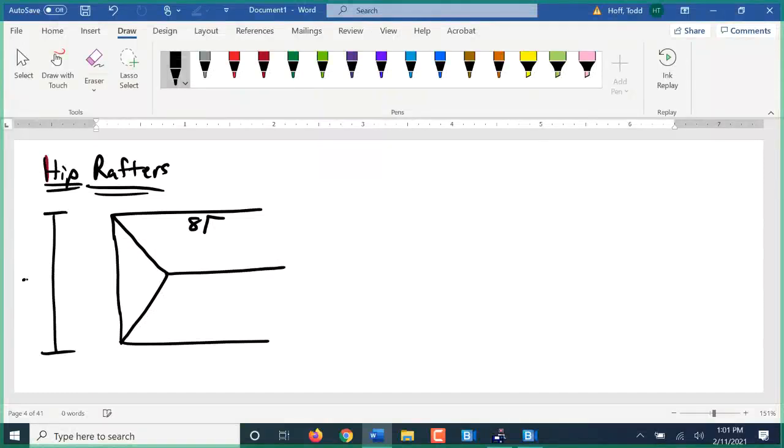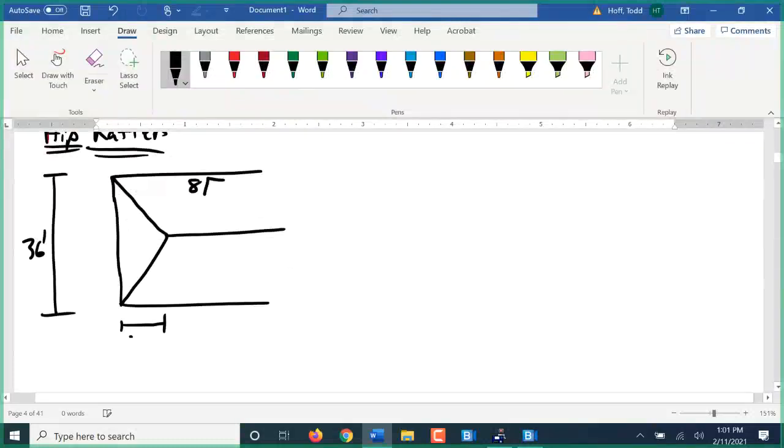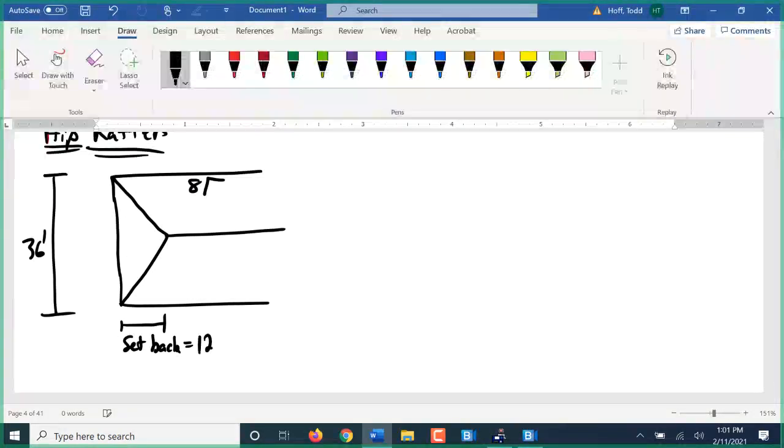We have a span here of 36 feet. And I give you the setback is equal to 12 feet. The first big question is, is this a conventional hip? Are those slopes the same? Well, the answer, of course, is no, they're not the same. Because if the slopes were the same, the setback here would have to be half of the span. Half of 36 would be 18. So these are not the same slopes.